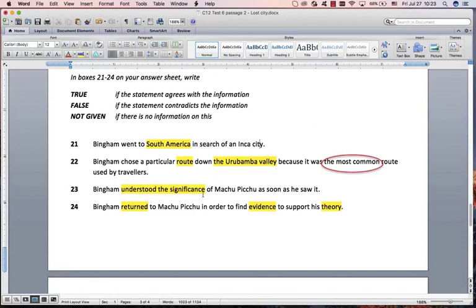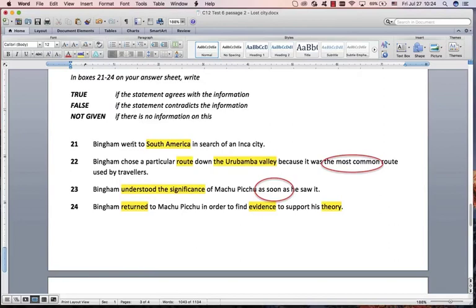23, can you see where the circle words are? There it is there. As soon as. With true, false, not given, IELTS often asks questions about time. Did something happen before, after, during, immediately, never? So we're going to see, did he understand the significance immediately or later? This one, there is no circle word there.